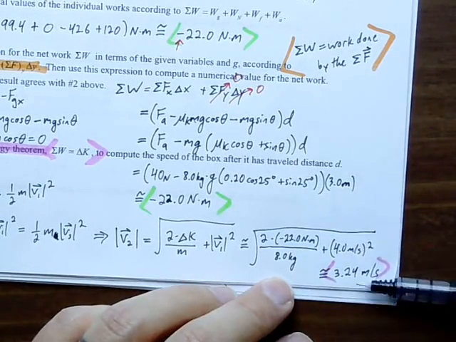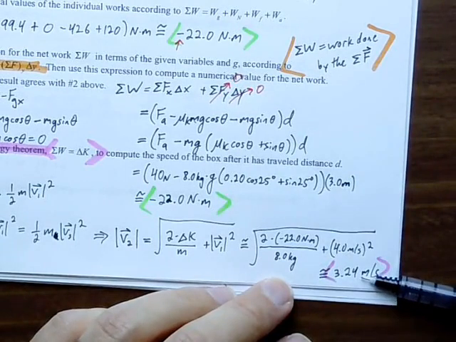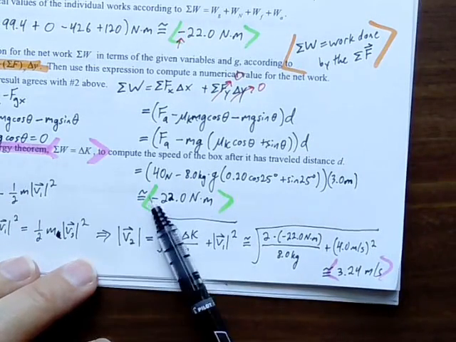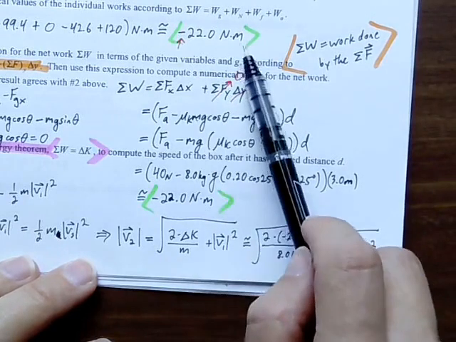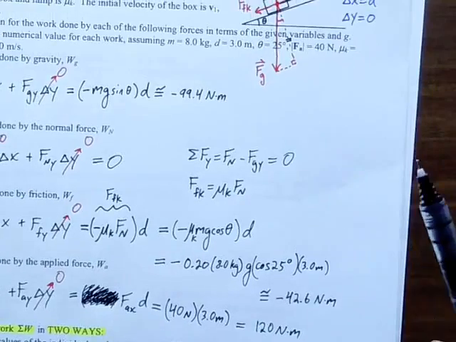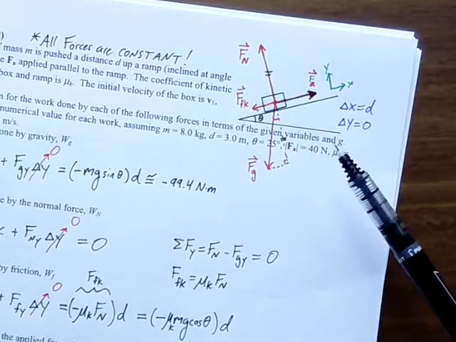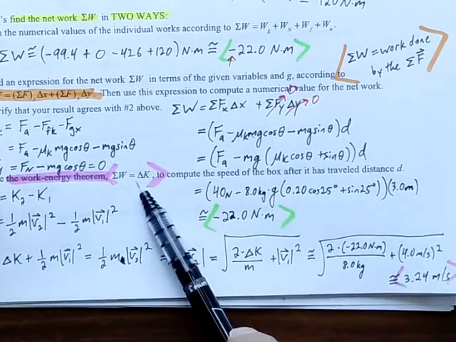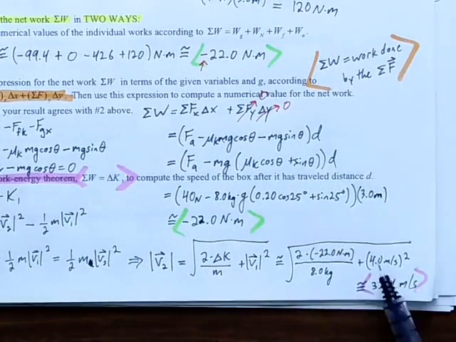Does that make sense? Is that consistent with what we found? The box slowed down, which would indicate that it lost kinetic energy, which would indicate that the net work done on it was negative, as indeed it was. Negative 22 Newton meters. The net work was negative. Therefore, overall, the forces had a net effect of removing kinetic energy from the box. The delta K was negative 22. Delta K was less than 0. It lost kinetic energy. Therefore, it slowed down, ended up at a lower speed at the top than it started with at the bottom.